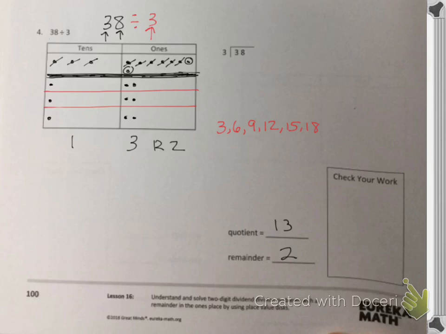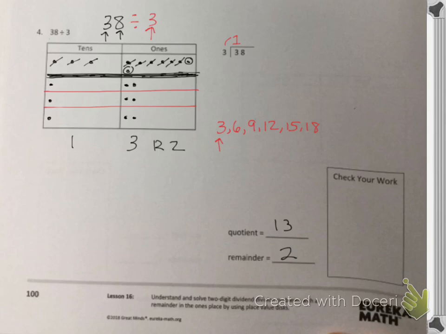Now, with standard algorithm, we are focusing on grouping. So we have 3 groups here. That's our divisor. And we have 3 tens here. So that means how many groups of 3 can we get out of 3 tens? So 3 can be divided into 3 tens once. So one group. And here you can see we have one group. So my quotient is going to be 1.